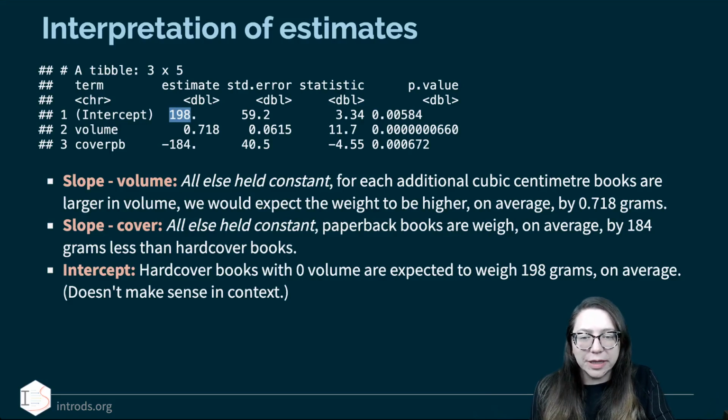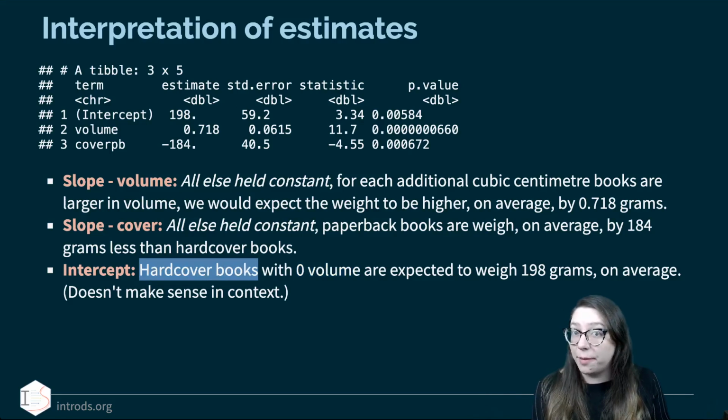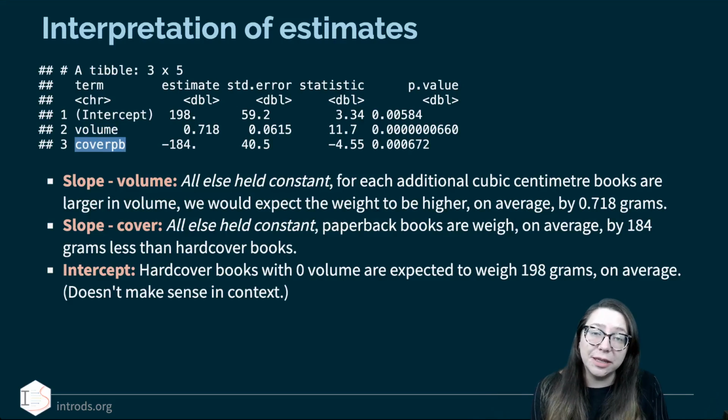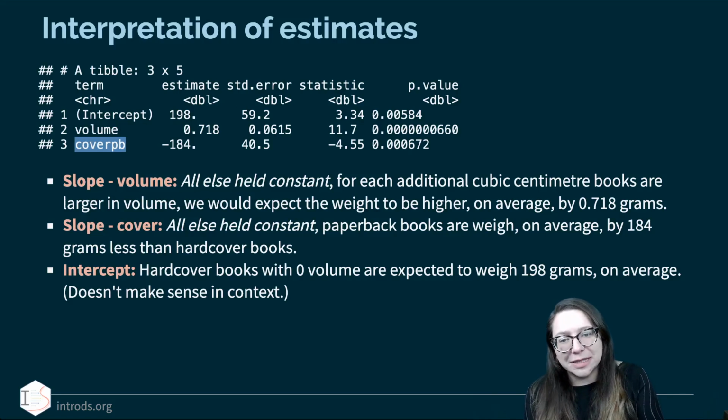So hopefully the 0 volume part of this interpretation is a little bit more intuitive, but how did I know that we're talking about hardcover books and not just any type of book or not paperback books? You want to think about plugging in a 0 for each one of your explanatory variables. Plugging in a 0 for volume, which is already numerical, fine. Plugging in a 0 for cover, it's a categorical variable. What does it mean to plug in a 0 for it? Well, it basically means that you're thinking about the baseline level. So plugging in a 0 for the cover variable basically means we're talking about the baseline, which is the hardcover.